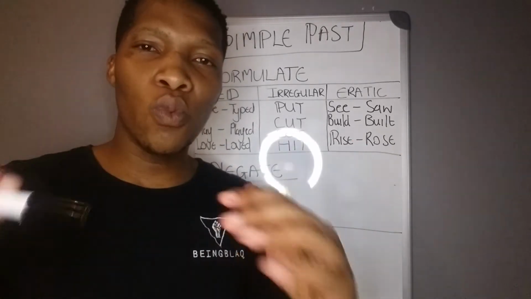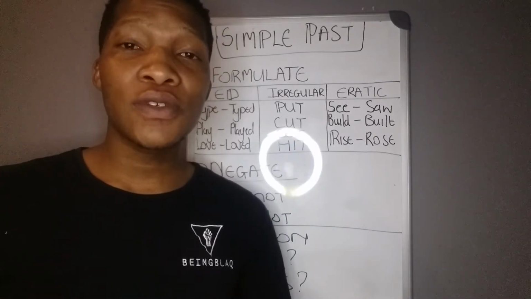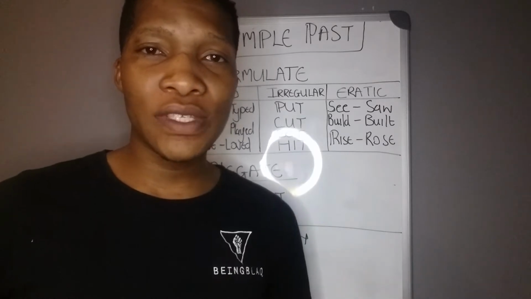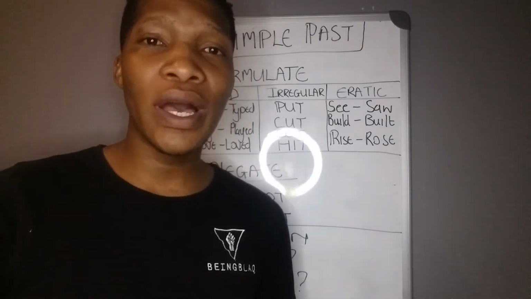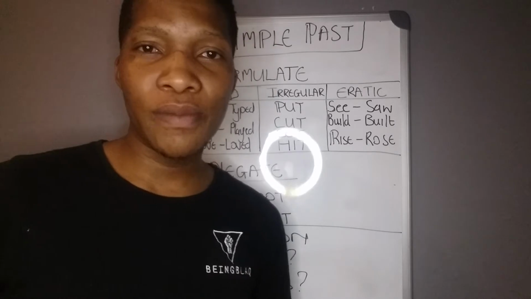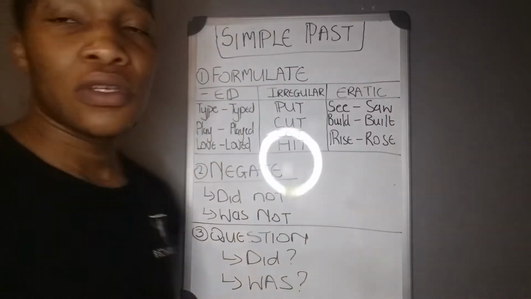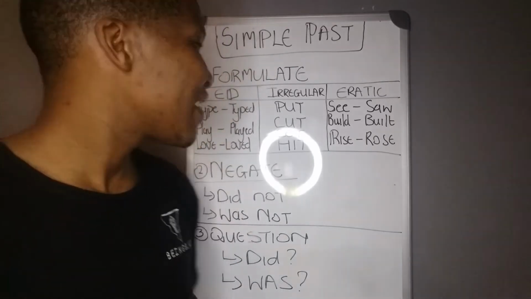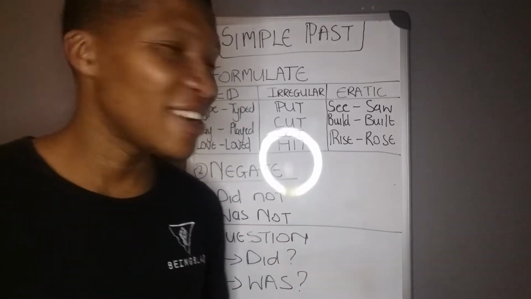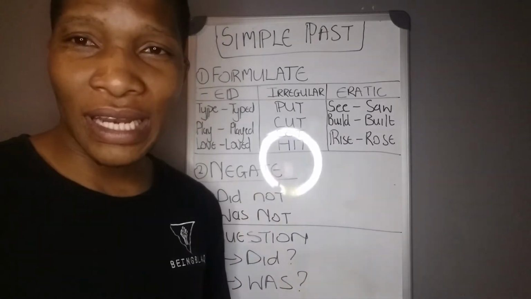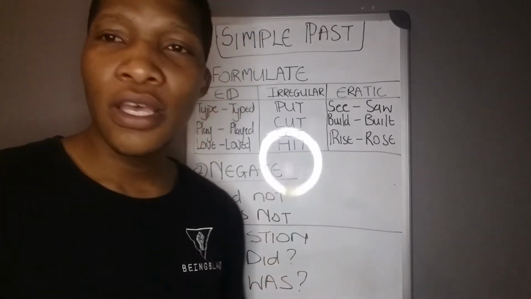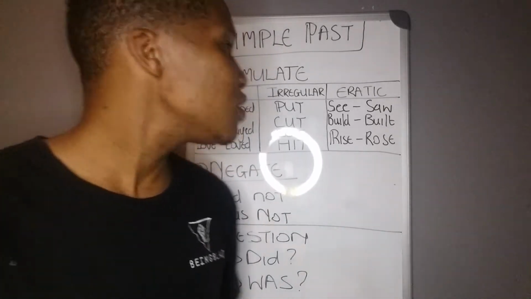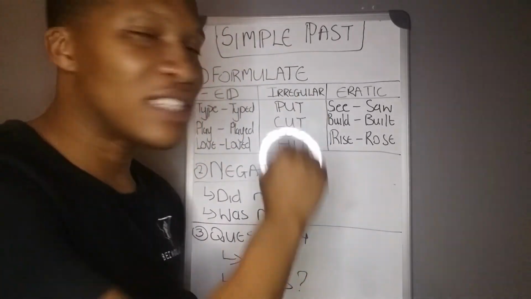So you need to know which are regular verbs so that you don't fall into the trap, because here it's not one size fits all. There are also irregular verbs, such as put. You can't say putted. Cut. You can't say cutted. Set. You can't say setted. The last one is hit. You can't say hitted. So you need to know these irregular verbs.